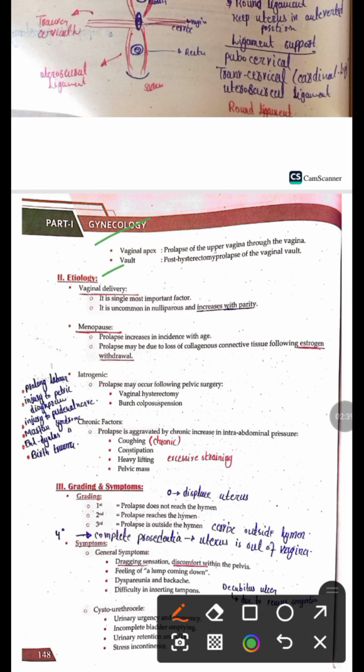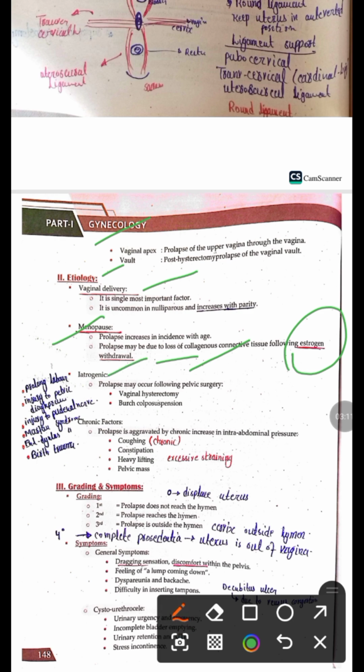Now let's talk about the etiology of pelvic organ prolapse. The first one is multiple vaginal deliveries. Multiple vaginal deliveries increase the risk of pelvic organ prolapse. Second one is menopause. After menopause, the risk of pelvic organ prolapse increases. It occurs because of the deficiency of estrogen, which causes the loosening of the connective tissue, and hence increases the chances of pelvic organ prolapse.